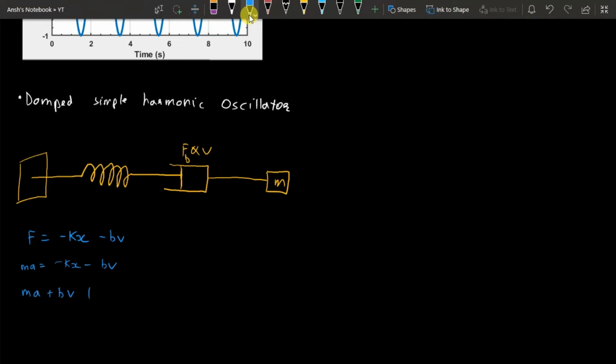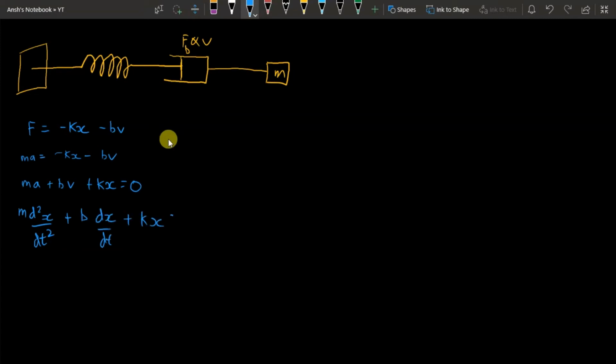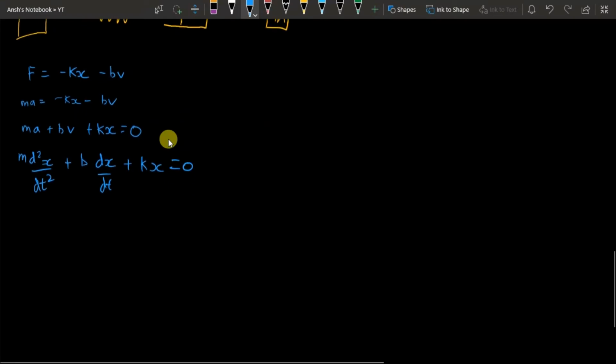We'll take all the terms on one side of the equation. Now we know that the acceleration is equal to the second time derivative of the motion of the object. So let's make that substitution. Instead of acceleration, we write d square x over dt square. The velocity is equal to the first time derivative of the position, and the kx term will be as it is. So this is our differential equation. Let's solve this differential equation now.